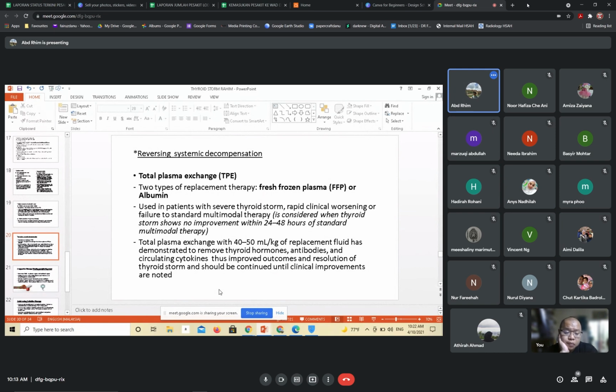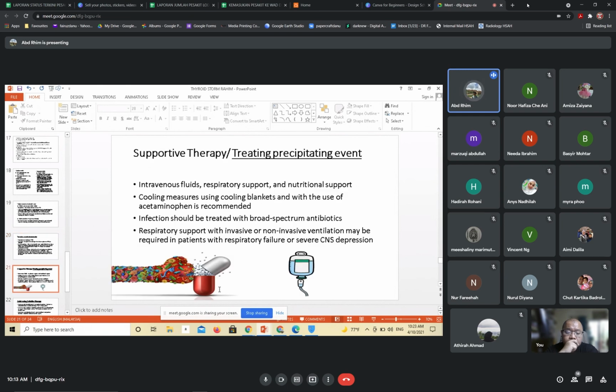anti-thyroid treatment. Total plasma exchange with 40 to 50 ml per kg of replacement fluid has been demonstrated to remove thyroid hormone, antibody and circulating cytokines, thus improving the outcome and resolution of the thyroid storm, and should be continued until clinical improvement is noted.